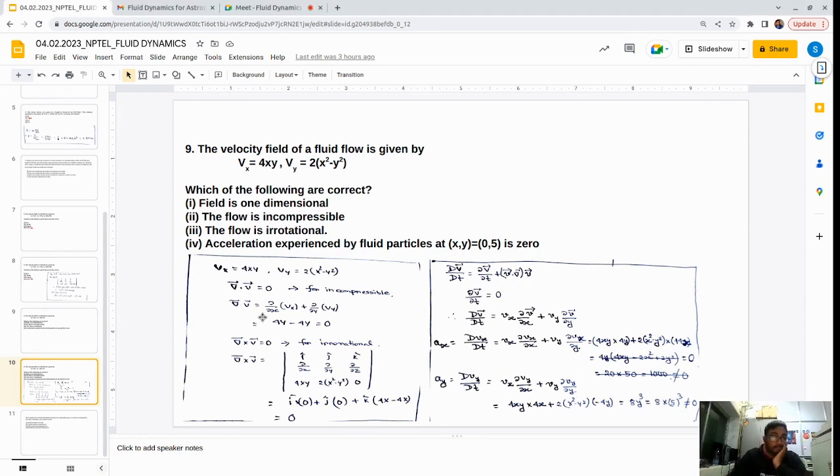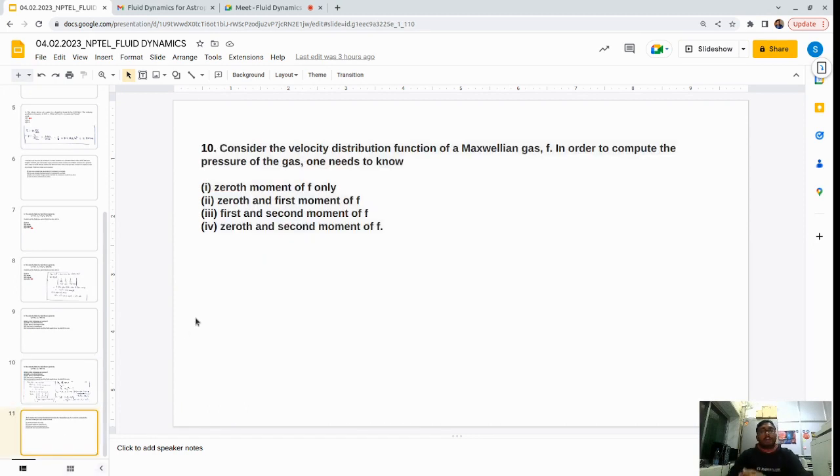Yes, so okay, finally we have the last question here. Is it visible to all of you now? Yes, visible to me. Consider the velocity distribution function of a Maxwellian gas, which is, let's say, F. In order to compute the pressure of the gas, one needs to know, this is the question, right? So first of all, tell me how pressure can be calculated?